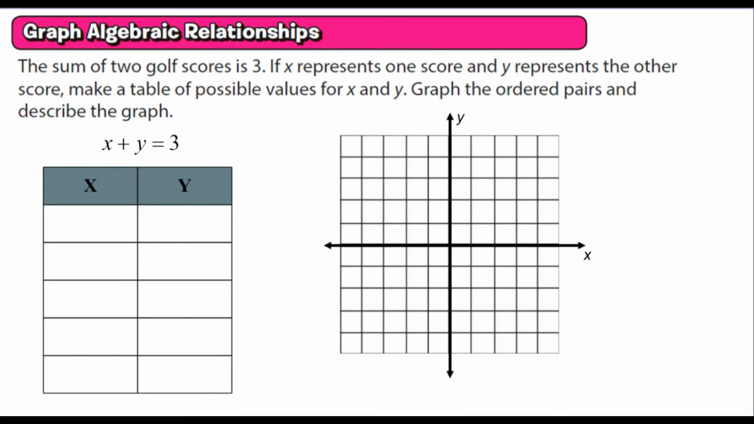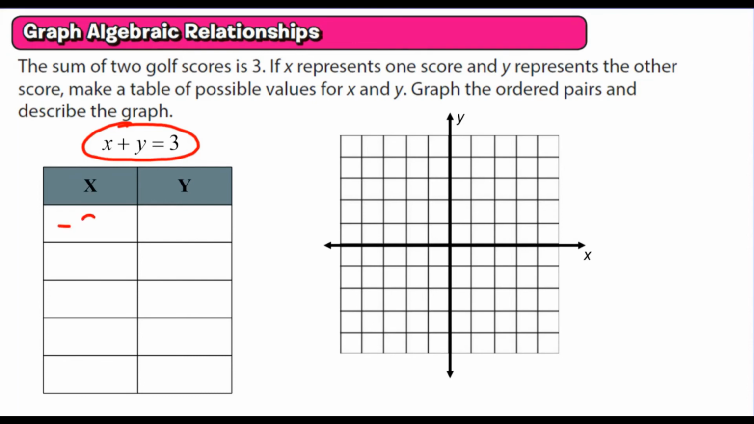If X represents one score and Y represents the other score, make a table of possible values for X and Y, and then graph the ordered pairs and describe the graph. So the equation looks like this. The sum of the two numbers is 3, so X plus Y equals 3. Now we just need to come up with any two numbers that add up to 3. And since we're talking about the 4 quadrants here, I'm going to use some negative numbers.